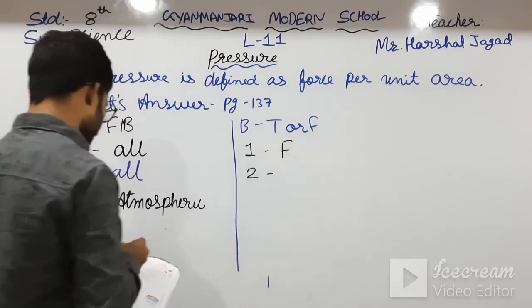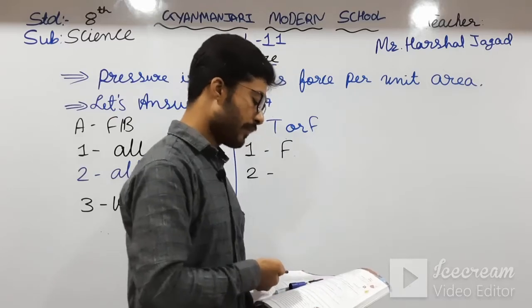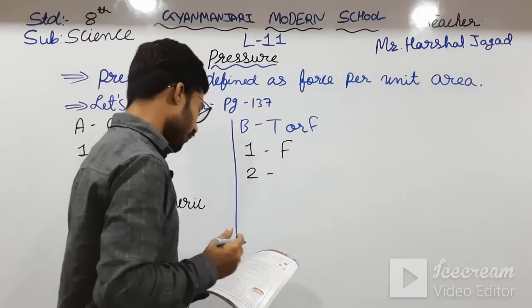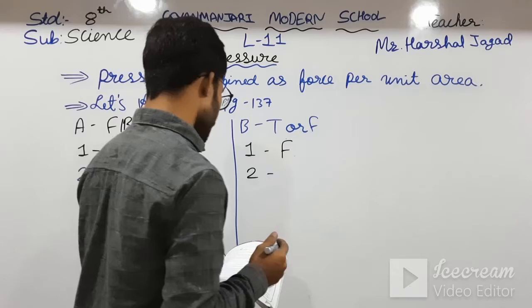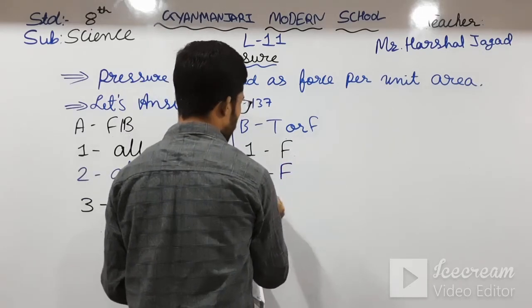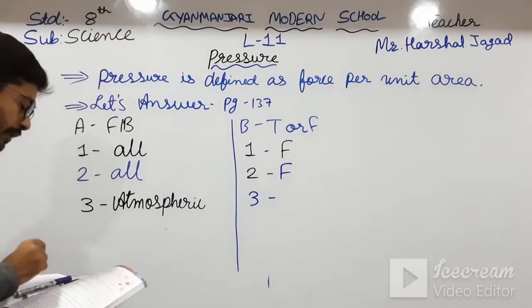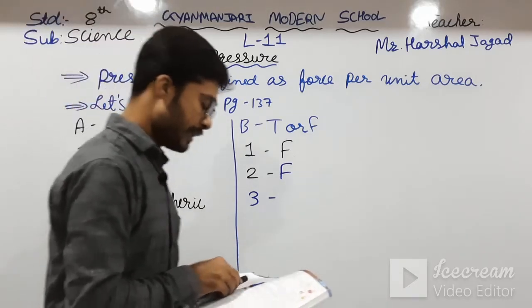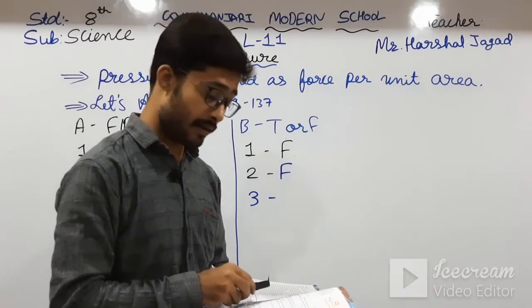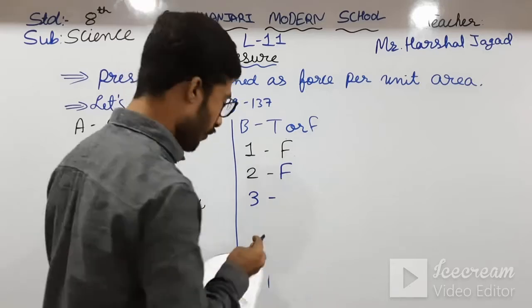Second, a blunt needle exerts a small pressure as compared to a sharp needle for the same applied force. This is also false. Third one, a great force produces a lesser pressure. What do you think, students? It is false.